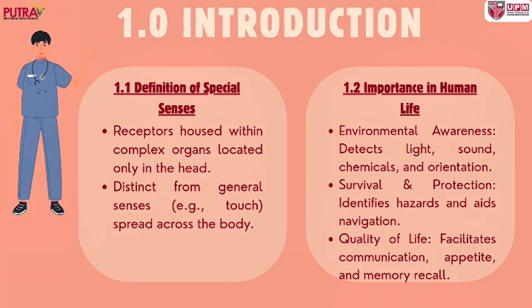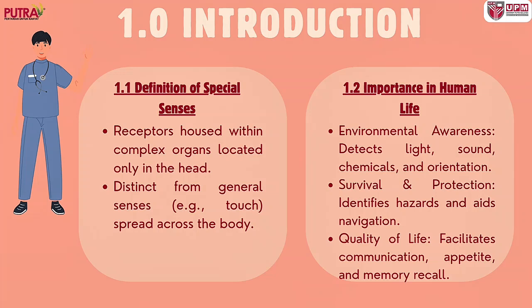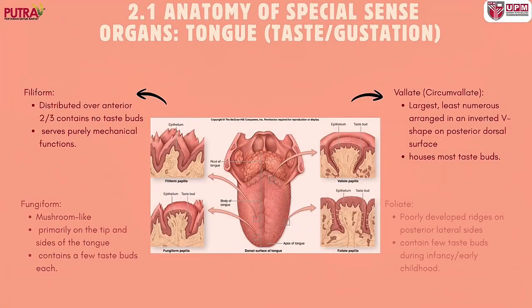These senses are vital for three primary reasons. First, they provide environmental awareness by helping us detect light, sound, chemicals, and spatial orientation. Second, they ensure survival and protection by helping us identify hazards and navigate safely. Finally, they enhance our quality of life by facilitating human communication, stimulating appetite through taste and smell, and triggering memory cells. Now let's look at the anatomy of the tongue.